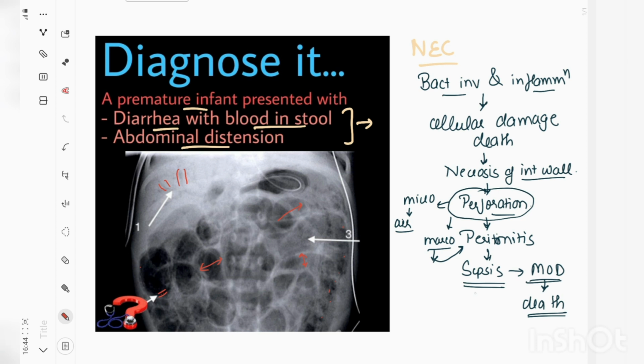Due to the sepsis, the child can also develop circulatory collapse, and for that we need to do the fluid management of the child. For the specific management of necrotizing enterocolitis, we have to stop all the enteral feeding to give the bowel rest and make the child nil per oral. After that, we need to do the decompression of the bowel by putting a nasogastric tube.